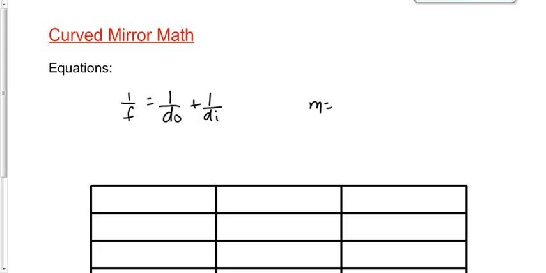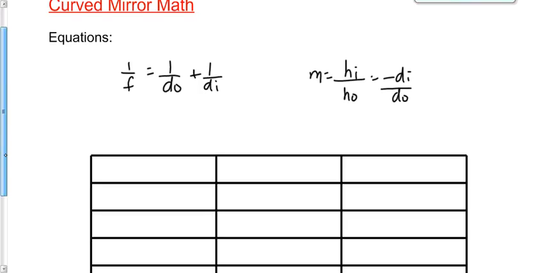And then, of course, the other one for magnification, HI over HO equals negative DI over DO. These two equations are exactly the same as they were for lenses. They're used in exactly the same way as they were for lenses. Sign conventions, units, all the same. Centimeters, usually we use for units, but we could use meters or kilometers or whatever we want, as long as we're consistent through the problem. Let's do a quick little review of the sign conventions, though, even though they are the same as they were for lenses.